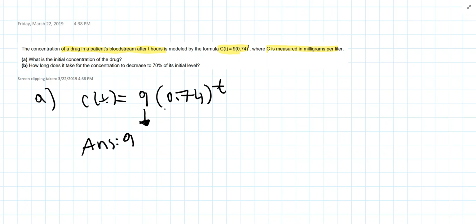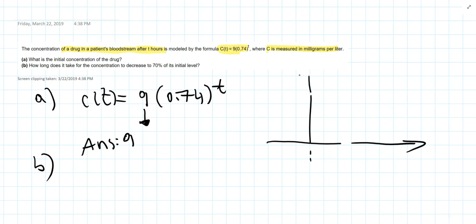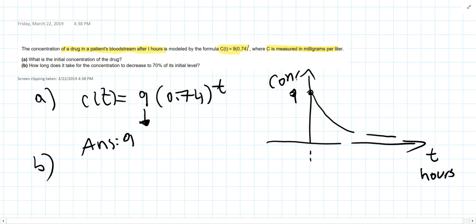As you can see, the factor right here is 0.74, so this is a decrease, right? The concentration actually decreases, C of T. So this is going to be an exponential decay, and it starts at 9. So it starts at 9 and it decreases. This is T measured in hours, and this is the concentration measured in milligrams per liter.